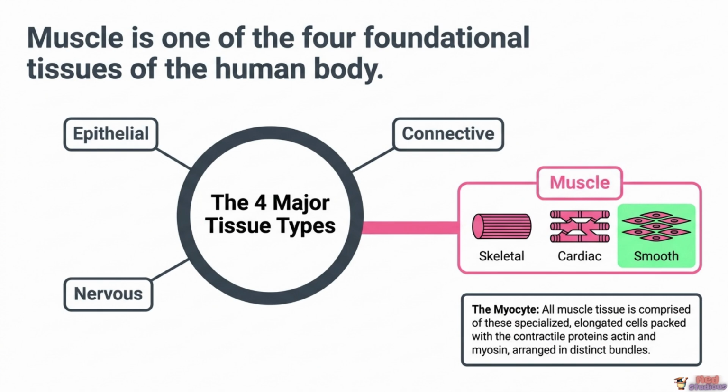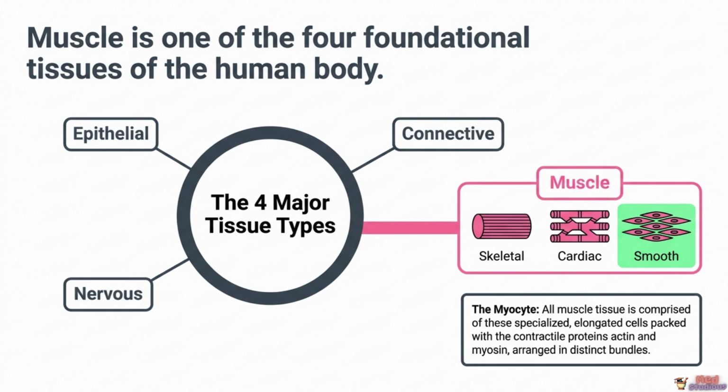Before we examine smooth muscle in isolation, we need to understand where it fits within the broader structural framework of the human body. Muscle is actually one of the 4 foundational tissues that make up our anatomy. The other 3 are epithelial tissue, which lines our surfaces, connective tissue, which provides support and structure, and nervous tissue, which handles electrical communication. Within the muscle category itself, we have 3 distinct variations: skeletal, cardiac, and smooth muscle.